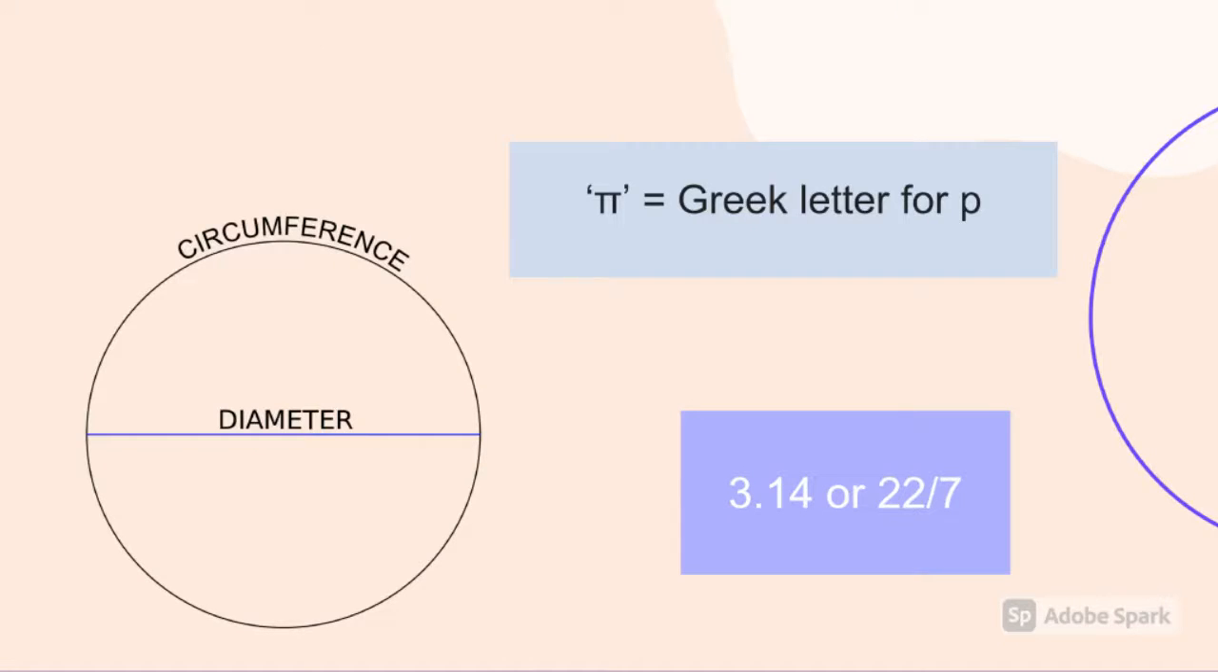Pi, represented by the Greek letter for P, is a very recognizable symbol used in many mathematical formulas. But what does it represent? Pi is a constant value which represents the ratio of the circumference of a circle to its diameter.